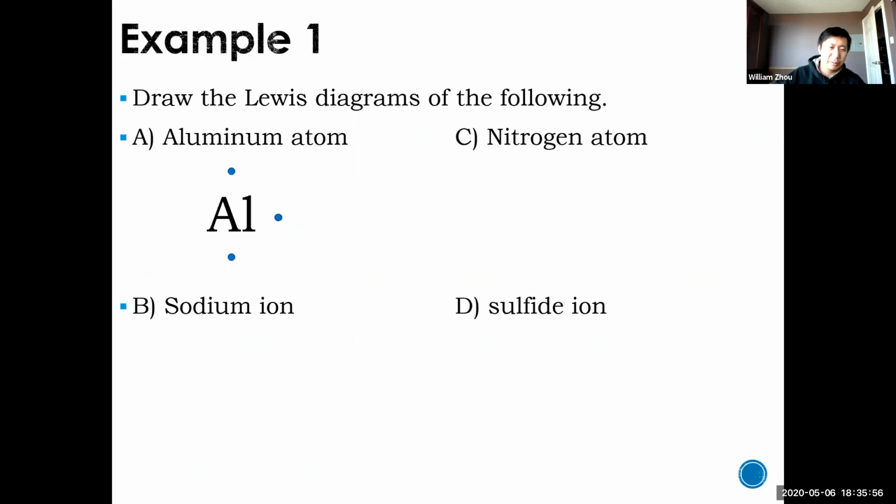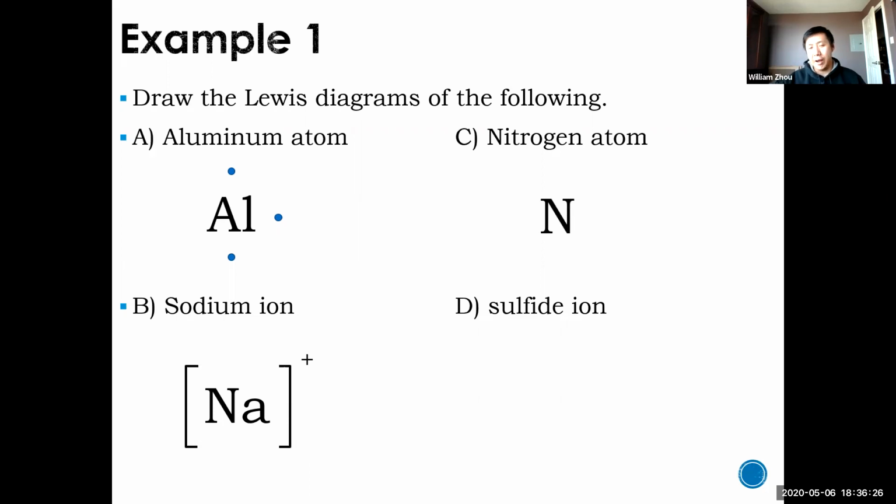For the sodium ion, this one is even easier. Sodium has 1 valence electron, but since this is the sodium ion, that means you would have lost that electron, so you have no valence electrons. So just write Na, and because this is an ion, square brackets and the plus charge. All right, so you don't have a valence electron, and this is what your structure will look like. For C, you would have nitrogen, as simple as N.